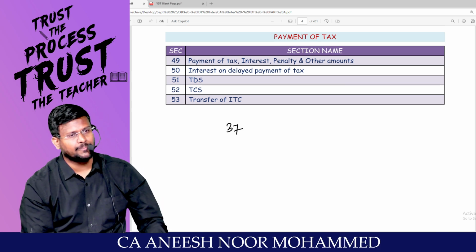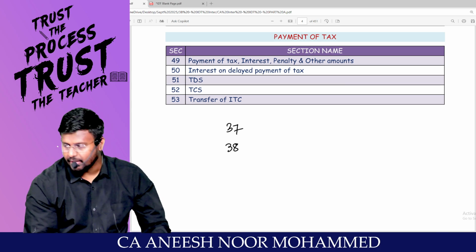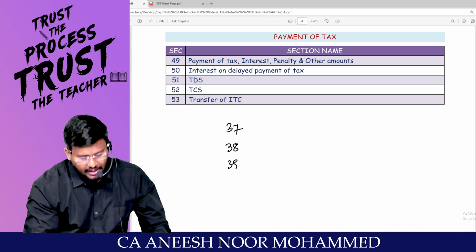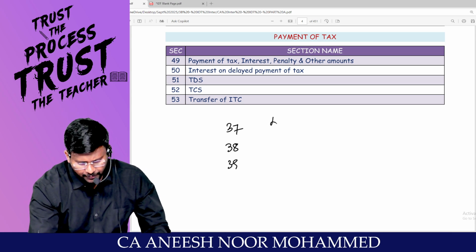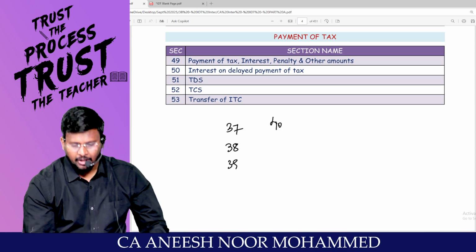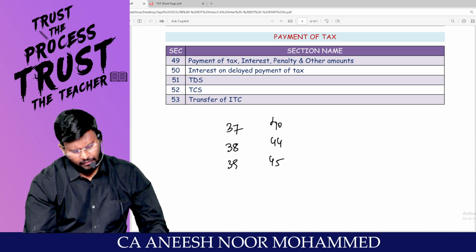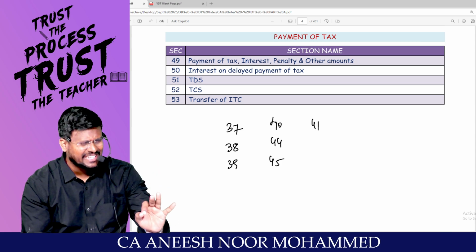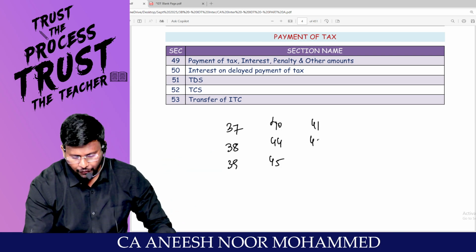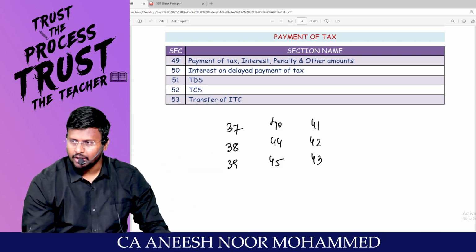Sir, what are the returns? What is section 37? Outward supply. 38. Inward supply. 39. Furnishing of return. 40. First return. 44. Annual return. 45. Final return. 41. ITC in provisional cases. 42, matching concept. 43, matching concept.